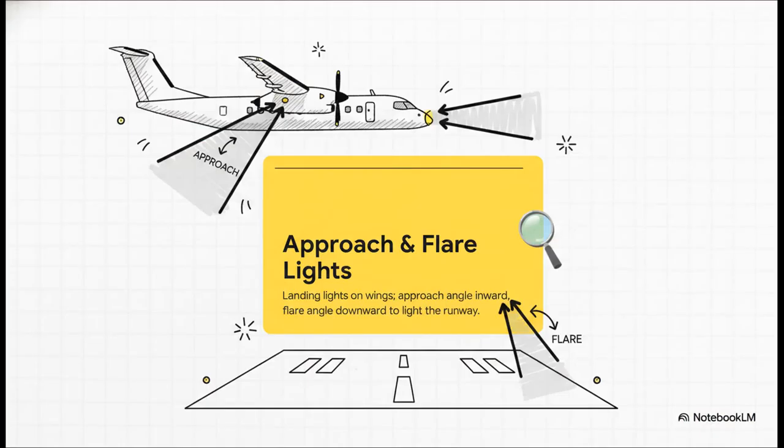Located right on the leading edge of each wing, just outboard of the engine nacelles, you've got 2 absolutely crucial sets of landing lights. The geometry here is pretty fascinating. The outboardmost ones are your approach lights, and they're angled inward to supply lighting specifically for the approach path. Then, right next to them, the inboard lights are your flare lights, and those are angled downward to specifically illuminate the runway during the flare maneuver.